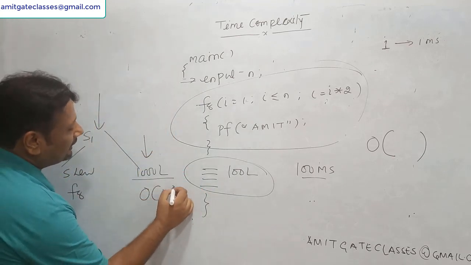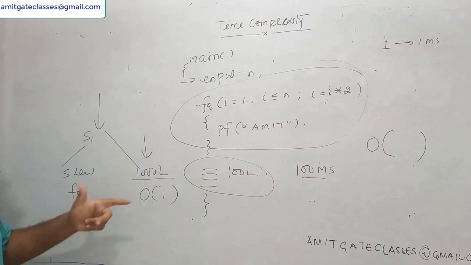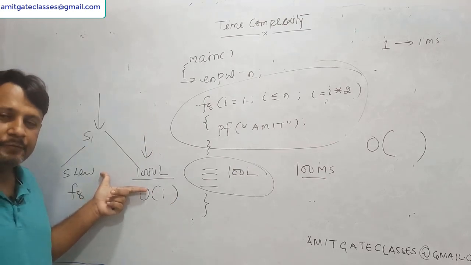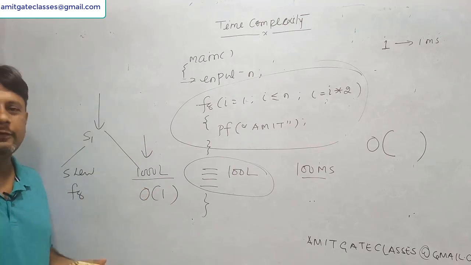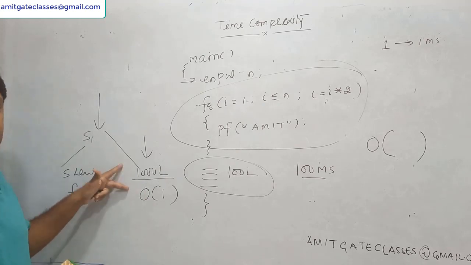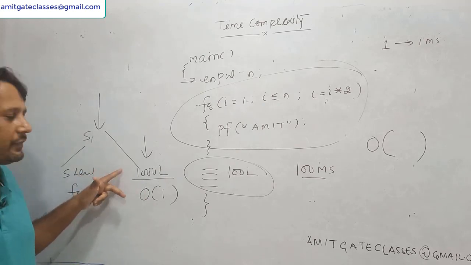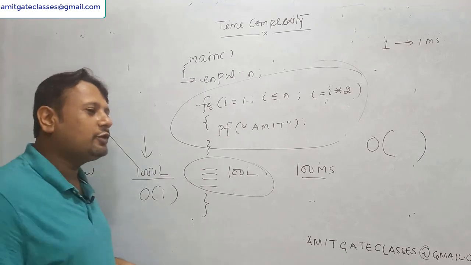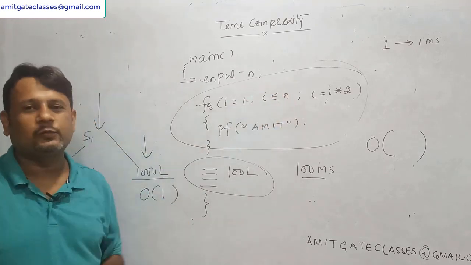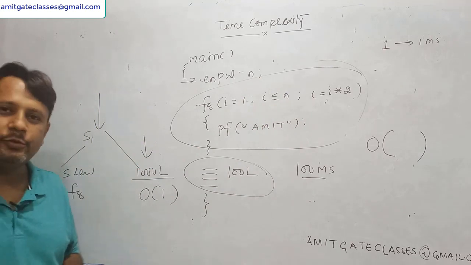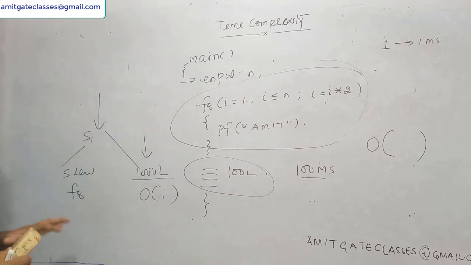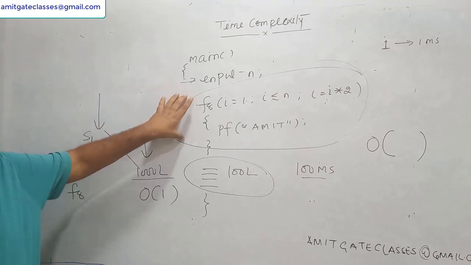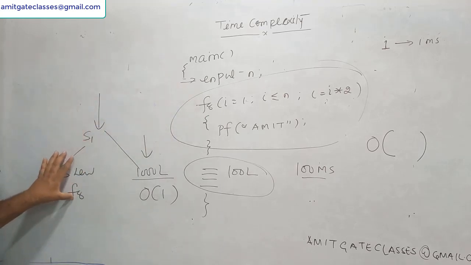This is always going to take how much time? Order of 1, constant time. This may take some amount of time, but the running time is always fixed. This program is having a for loop. That means the running time is going to be dependent on how many times that loop is going to run. So we need to calculate how much time that for loop is going to take. That is going to be the time complexity of the program.